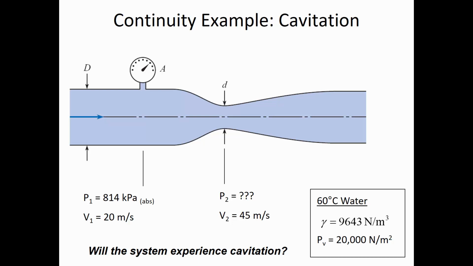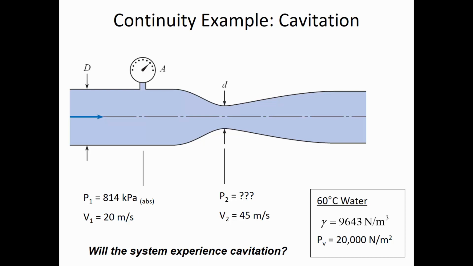If the water pressure is below the vapor pressure, then yes, there will be cavitation, because that means that you're not holding the water down with the surrounding pressure, and so some of those molecules can go into the vapor phase. But if the vapor pressure is less than the water pressure, then there will not be cavitation.